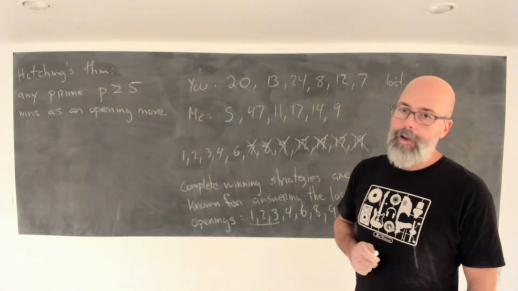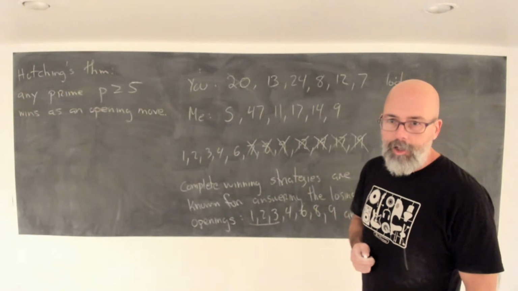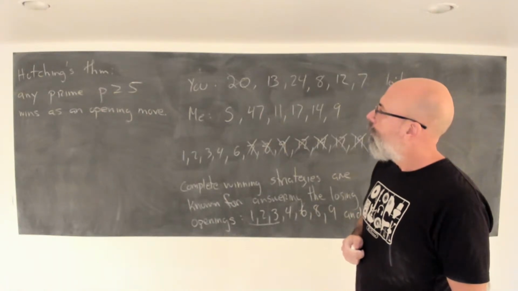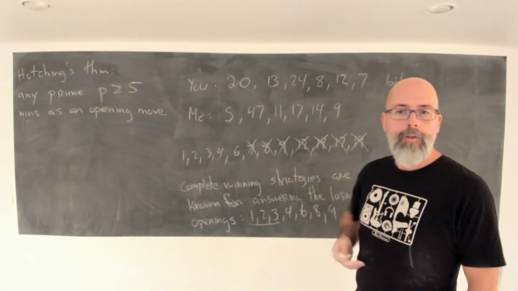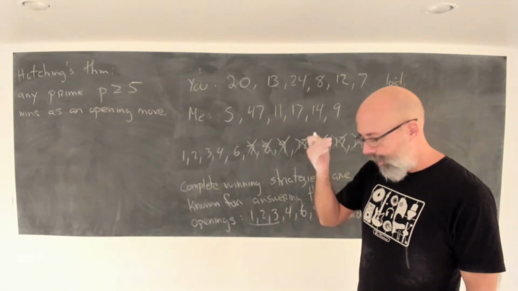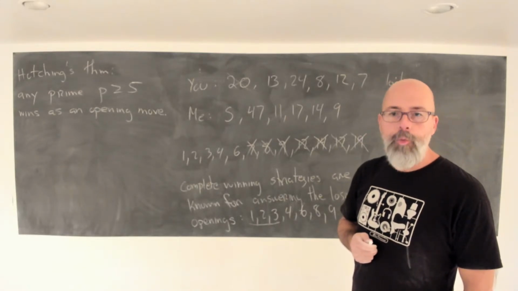So that's why when I start, I'll start by choosing a prime bigger than or equal to 5. That way I've got an advantage. If I play the best game that I'm supposed to, I'm going to win.